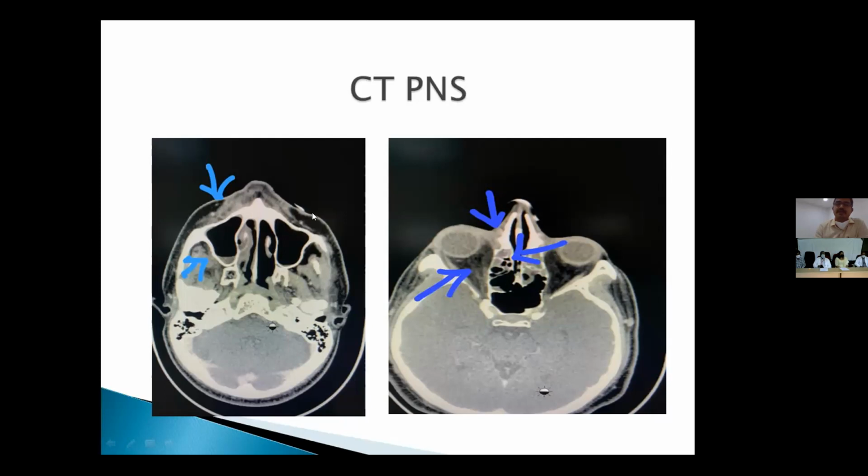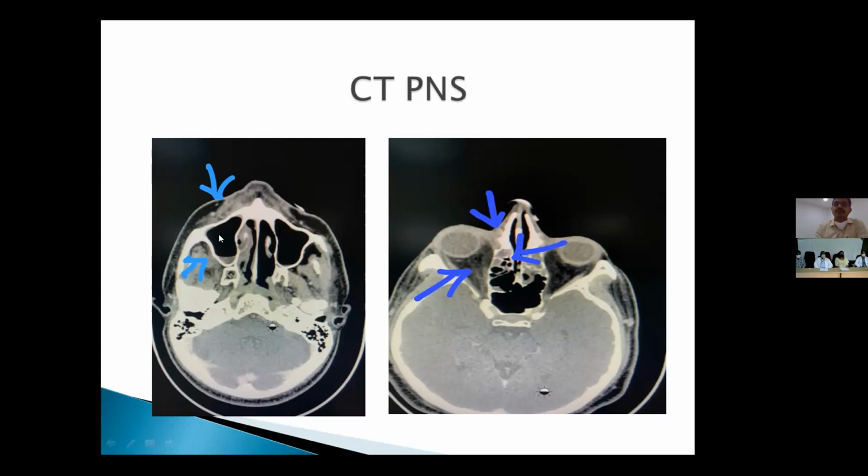On the left side, we are seeing normal fat density in the anterior periantral fat plane. On the right side, this fat density is completely replaced by soft tissue thickening and infiltration. Also in the posterior periantral fat plane, on the left side we are seeing normal fat density. On the right side, the fat density is completely obliterated by the soft tissue.